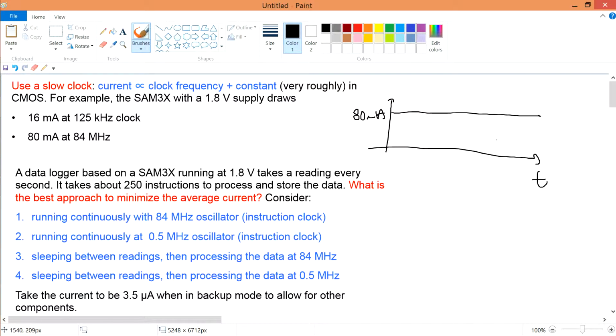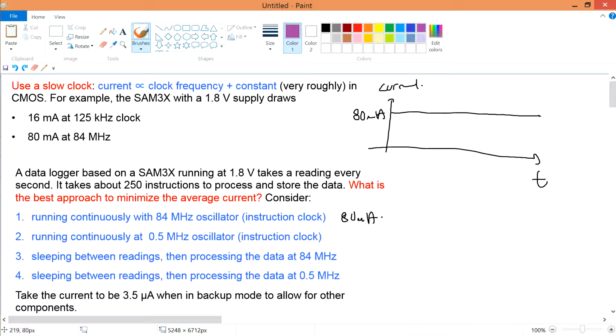This is the time domain, and this is the current. You are using 80 milliampere continuously. This was given to you in the previous question. Although we didn't calculate anything, it's straight away given. So if you run continuously, you're simply taking in 80 milliampere. That's the answer, finish.